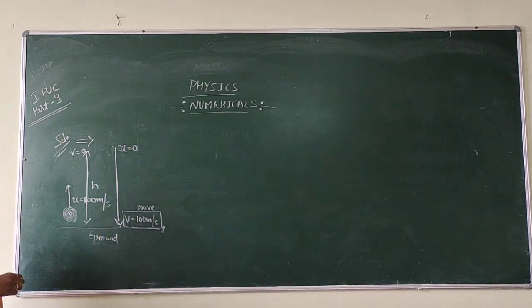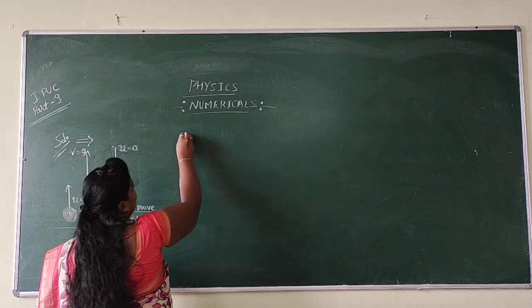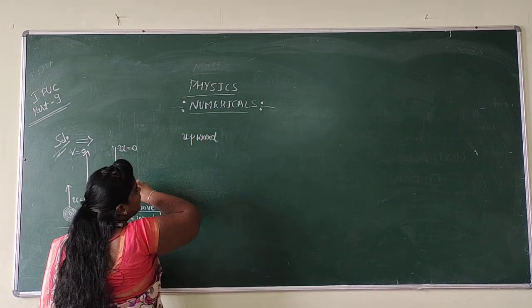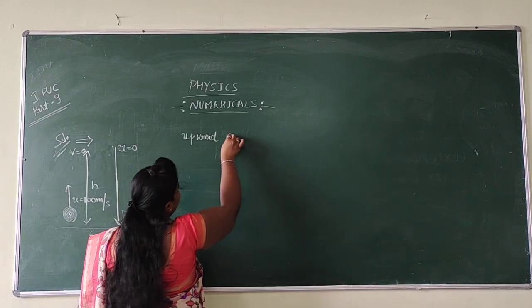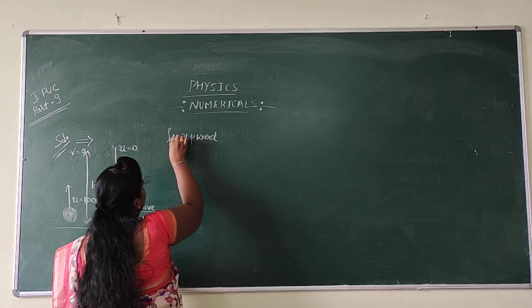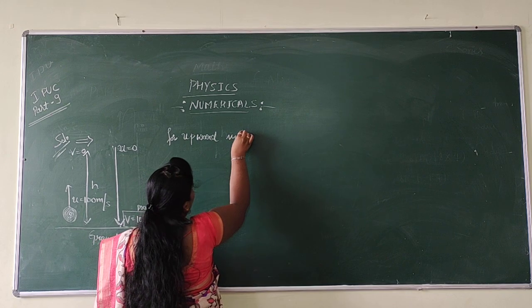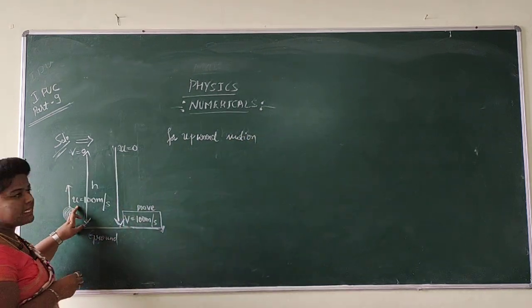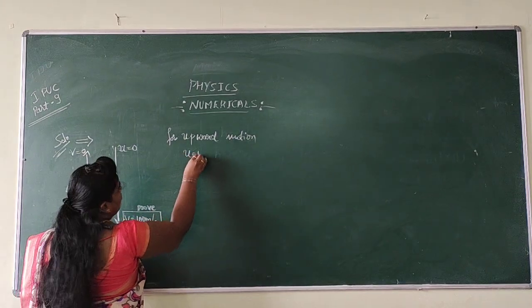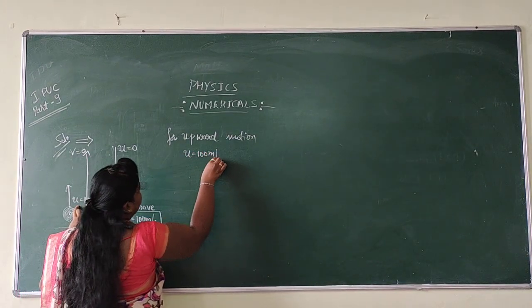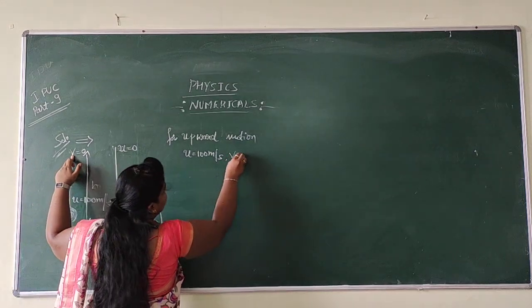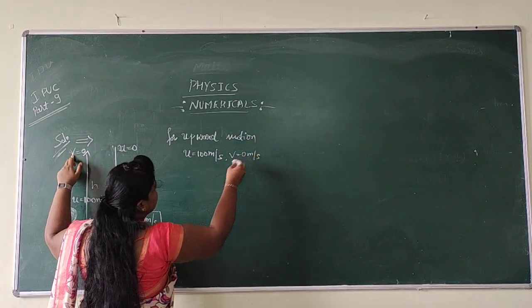Yes, now let us move on. I am going to divide it into two different categories. That is, for the upward journey, I am moving to the upward motion of a ball. What is the initial velocity? It is equal to 100 meters per second. What is the final velocity? v is equal to 0 meters per second.